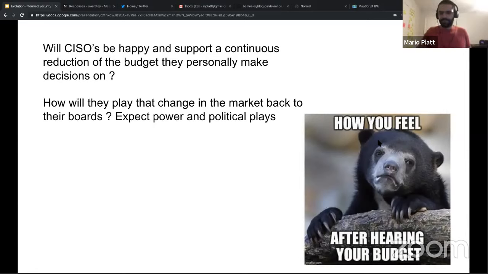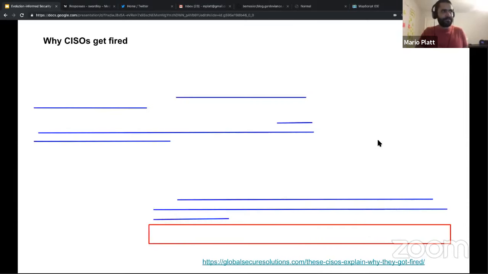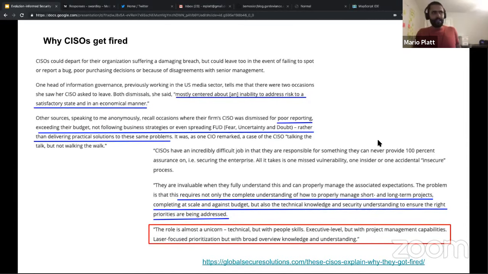So how are we going to play that back in the market? And the interesting thing is why a CISO is getting fired. I think this was a really interesting article that I got to see. We can see people from a business side of things saying that it mostly centered about an inability to address risk to a satisfactory state and in an economical manner, right?